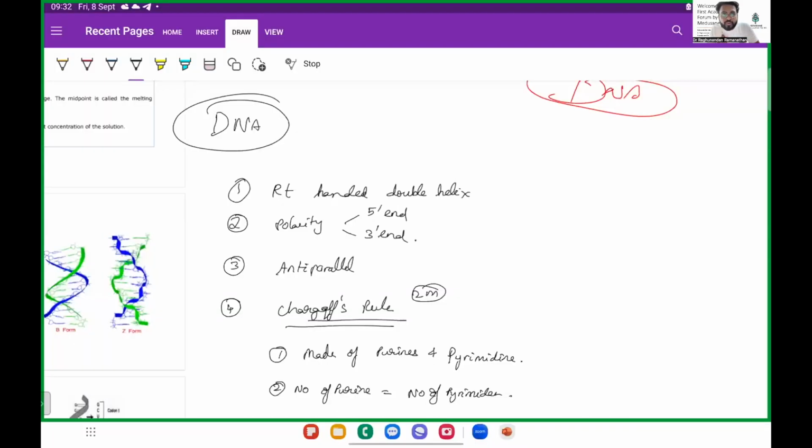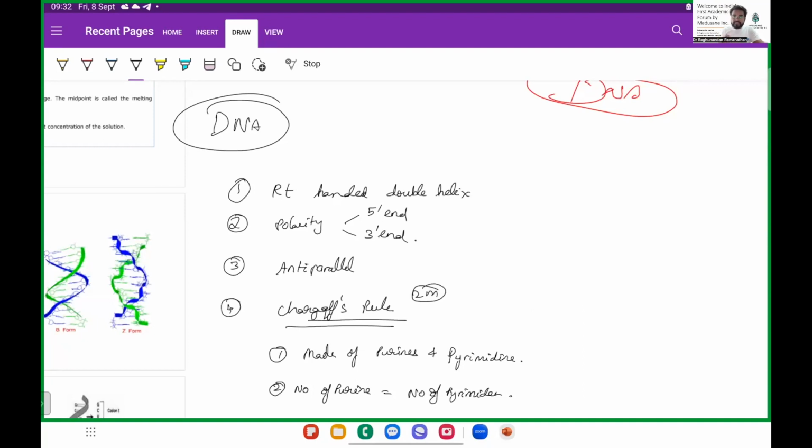Very good evening. Today we are going to start the next important topic in molecular biology, after completing purine and pyrimidine metabolism. Now we are going to move towards a very important topic, the basic structure of DNA, followed by DNA replication.